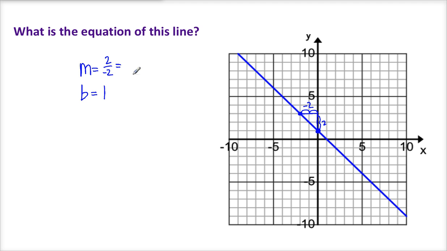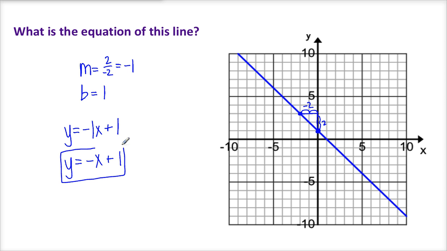2 over -2 simplifies to be just -1. Check that with your calculator if you need to. So the slope for this line is -1. So plug these into the equation y equals mx plus b, and we get y equals -1x plus 1. Now remember, we don't like to write 1s in front of variables, so the more common way that you will see this is y equals -x plus 1. So this is the equation of the line that is graphed.